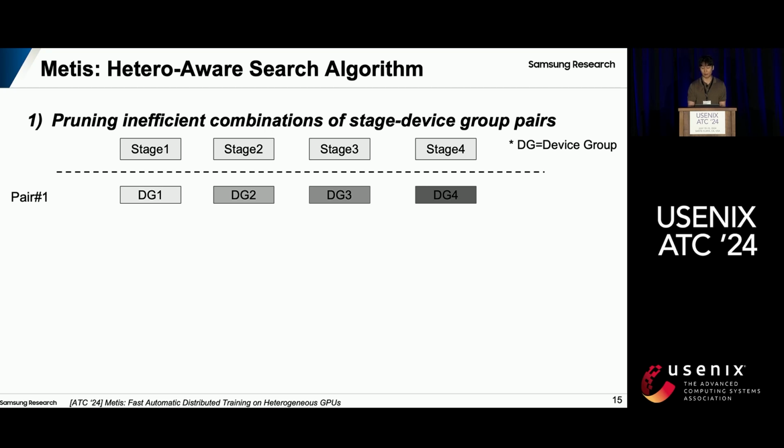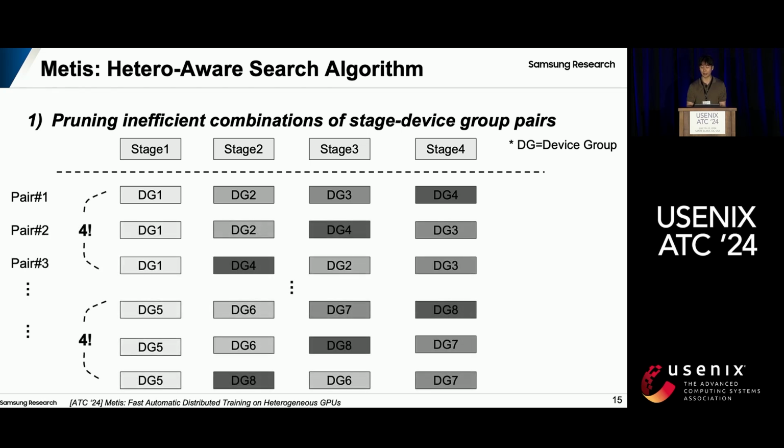Since the number of possible device groups increases in heterogeneous GPUs, the search space of finding efficient stage and device group pairs is also significantly expanded. For instance, when assigning 4 different device groups to 4 stages, the possible number of stage and device group pairs is 4 factorial for each set of device groups. And this could be n factorial if the number of stages and different device groups is n.